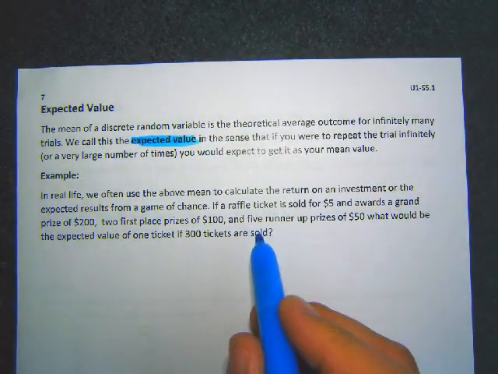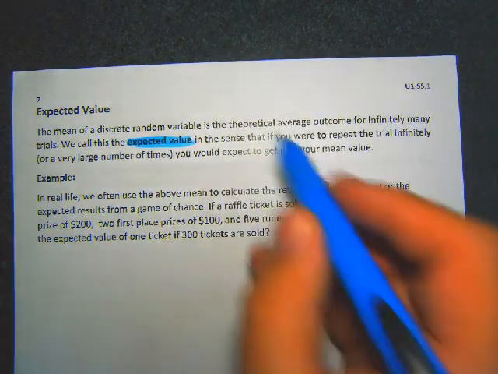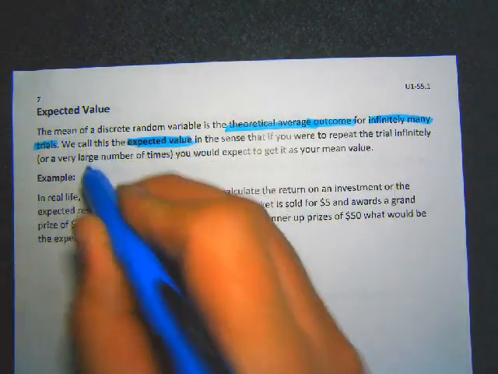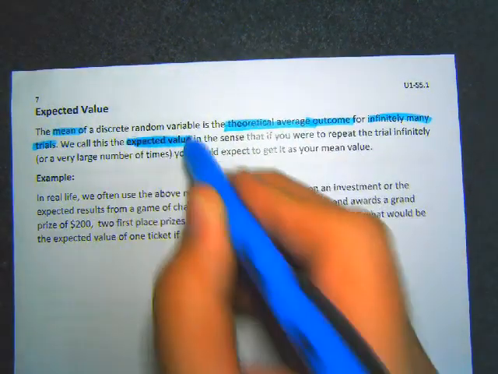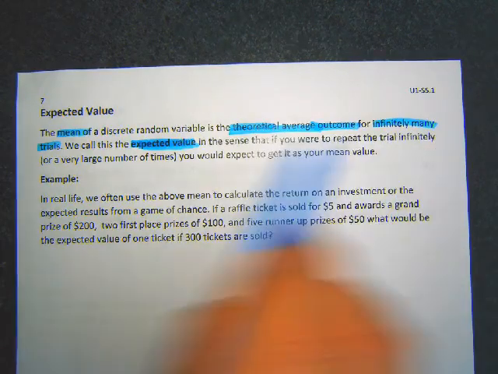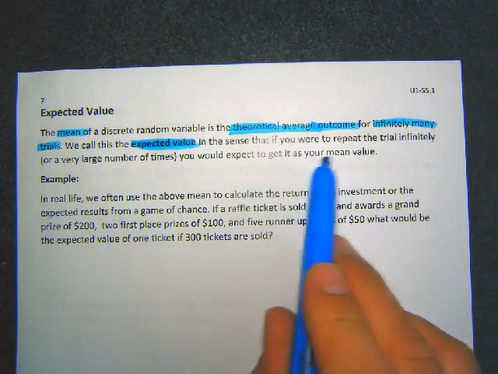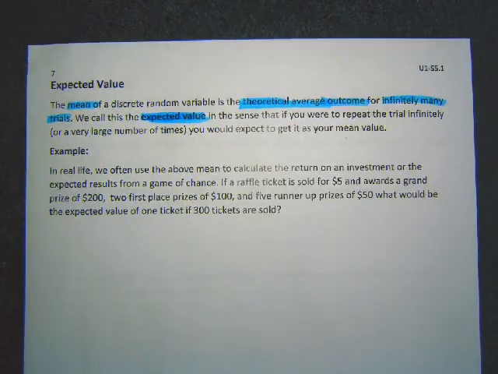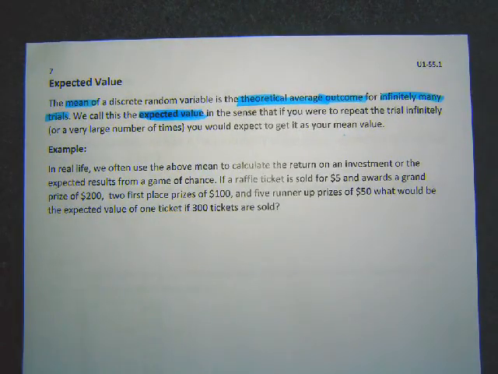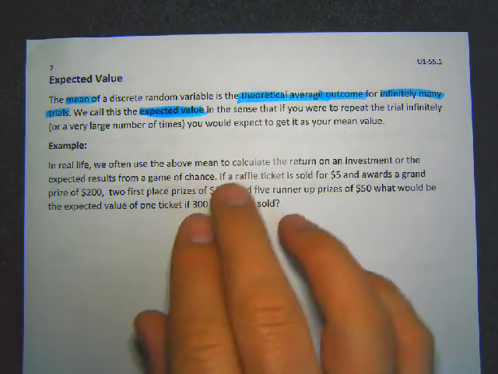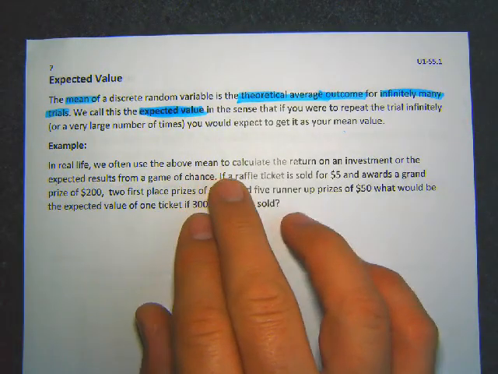So expected value is the theoretical average outcome for infinitely many trials. The idea is that if you were to repeat this over and over again, infinitely many times, or even just a really large number of times, you expect to get that as your mean, the average of all your results. So if you go out and survey people and ask how many siblings they have, the average number of siblings they answer would be the mean, the expected value.